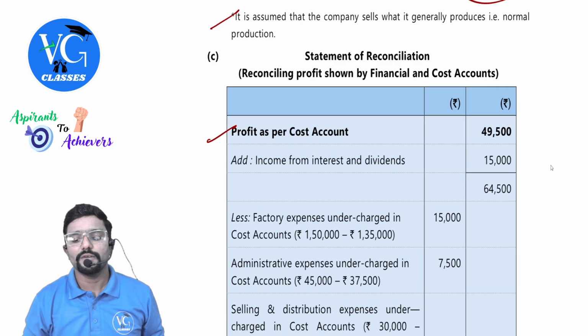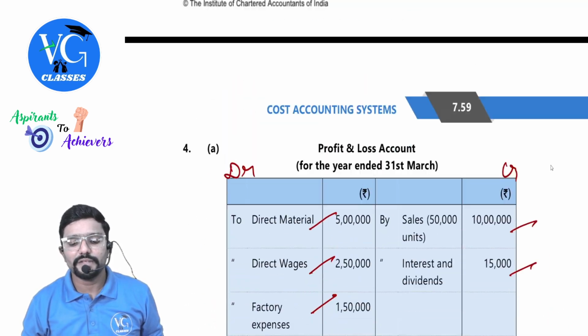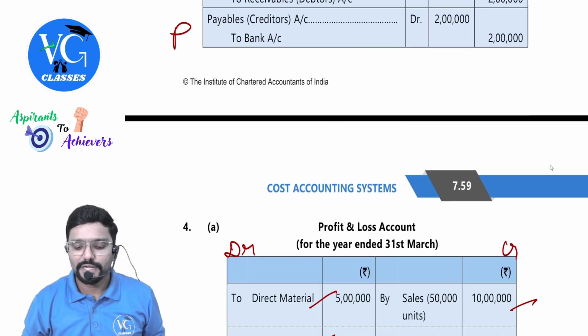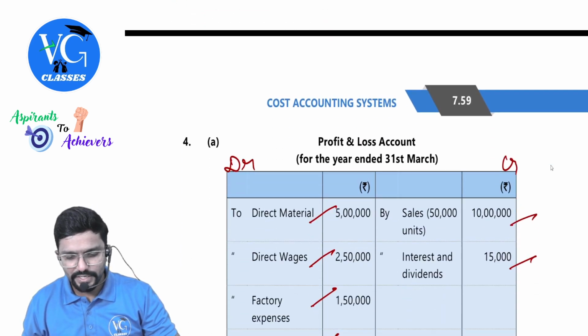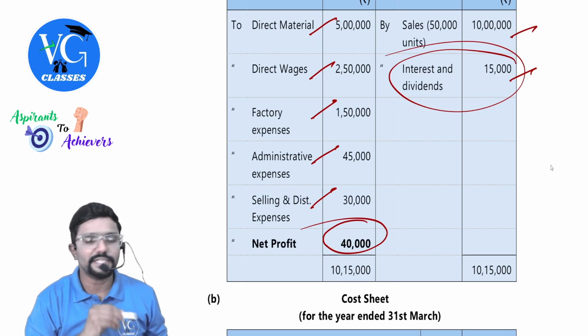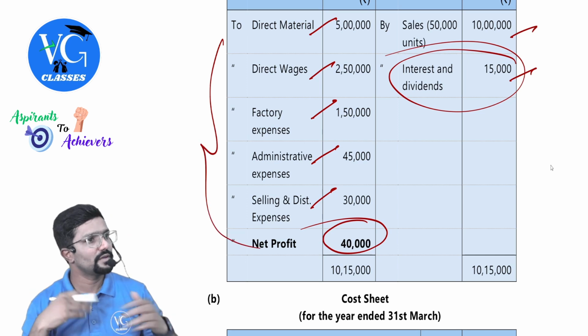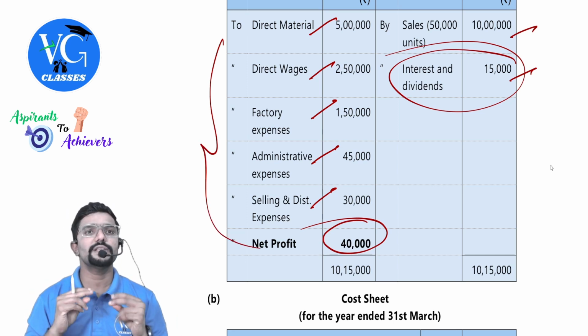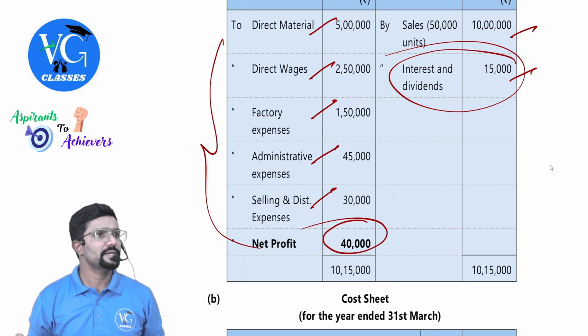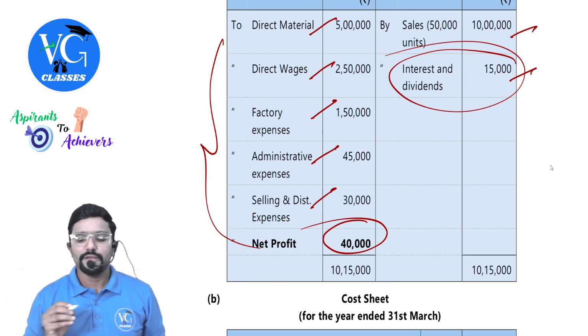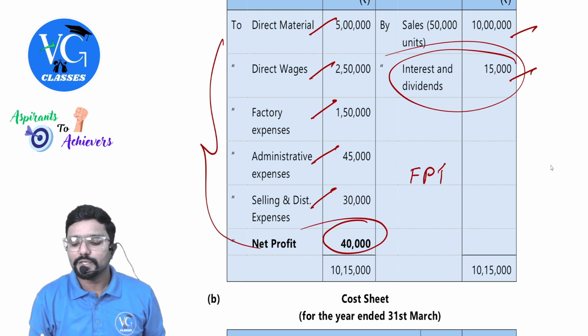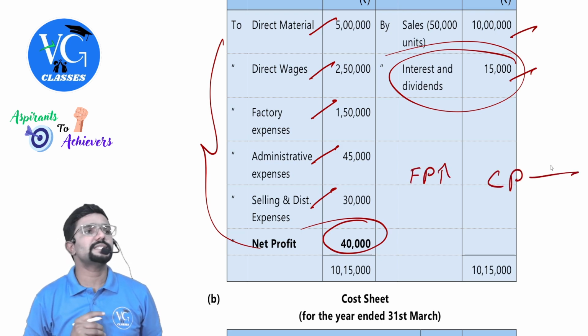Guys, what and all are the differences? First, start with financial only. Start with financial. Anything interesting here? Only one thing, interest. Interest is the interesting thing. Rest all we will check in cost books. What is the difference? 15,000 is pure financial items. I am starting with costing profit. Because of this, my financial profit has gone up, whereas my costing profit is same.